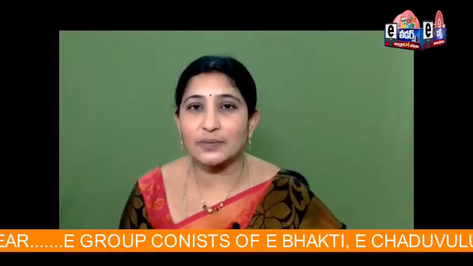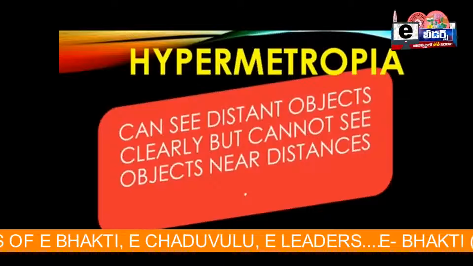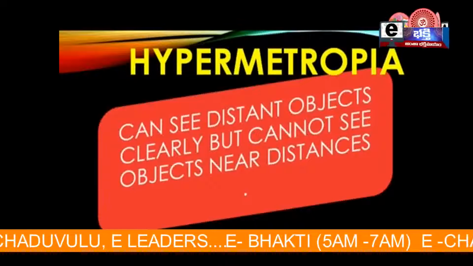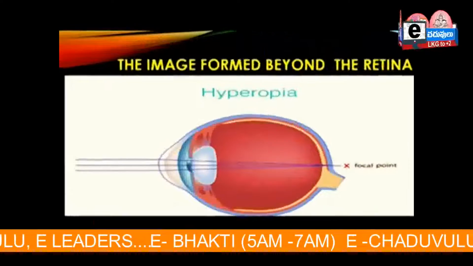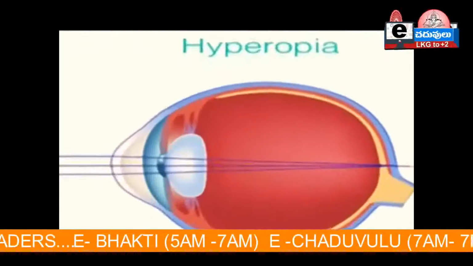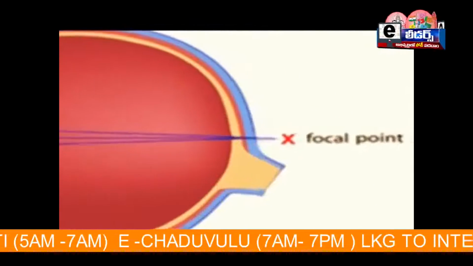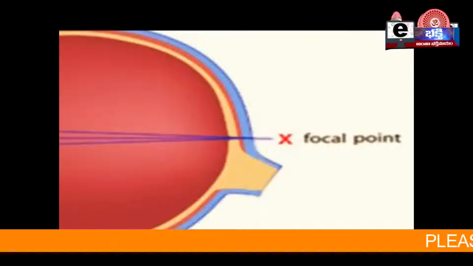Now we shall discuss hypermetropia. These people can see distant objects clearly, but they can't see objects at near distances. When they see nearer objects, the image will be formed beyond the retina. So, they can't see the image.